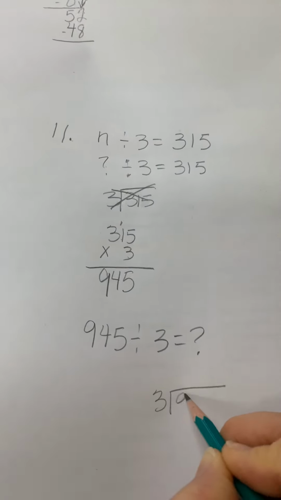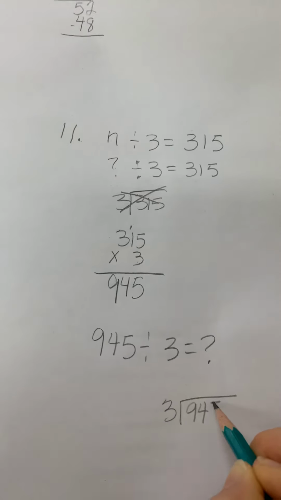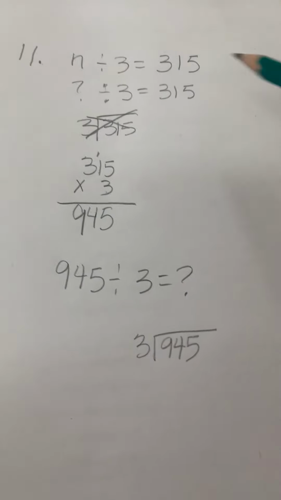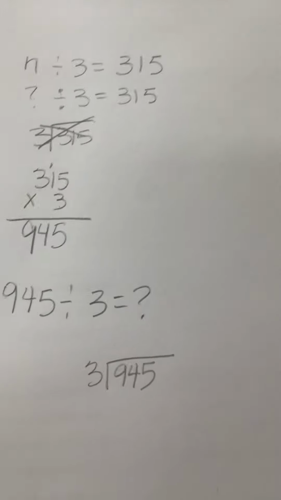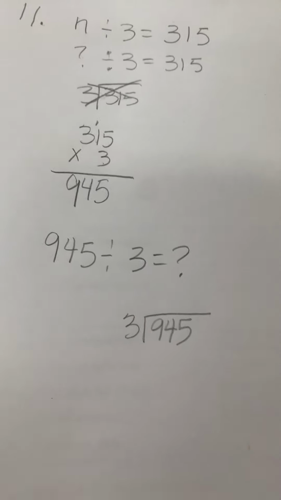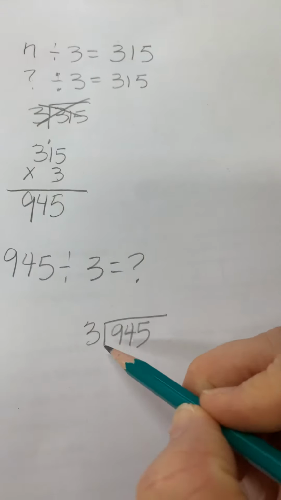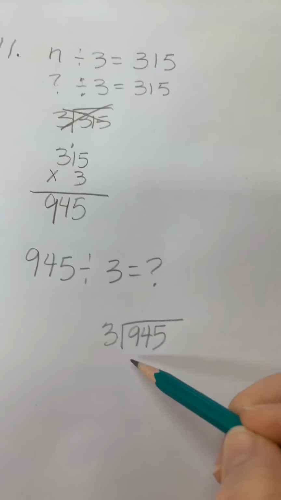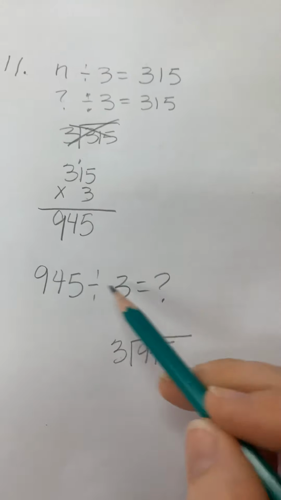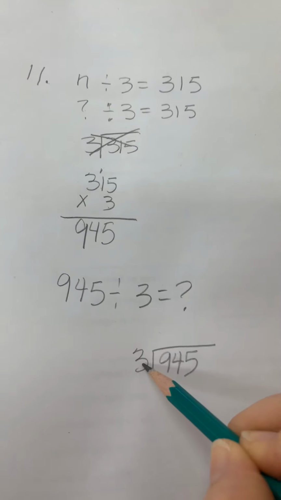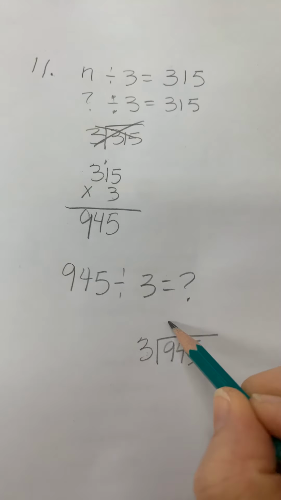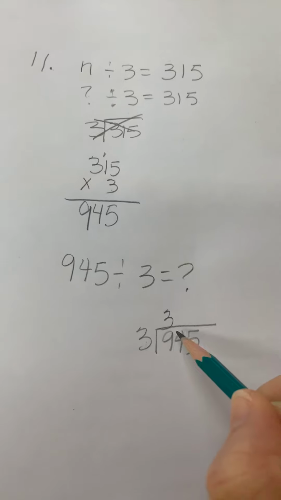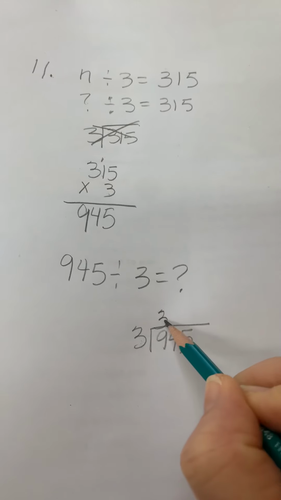And now some of you may be guessing, well, Dr. Hayward, you should get 315. Yes, we should. But we're going to check it to make sure. So we're going to do the division problem. So I set up my division problem and I wrote the algorithm this way because this is another way to write the algorithm. So 3 into 9 goes 3 times because I know 3 times 3 is 9. So that's where I place my first digit.